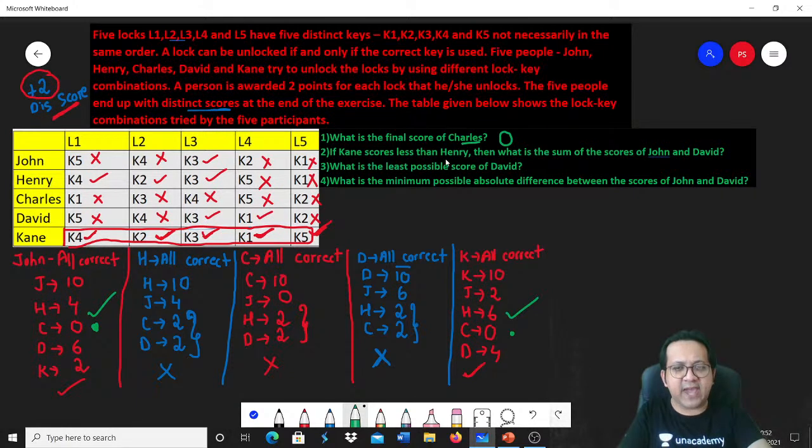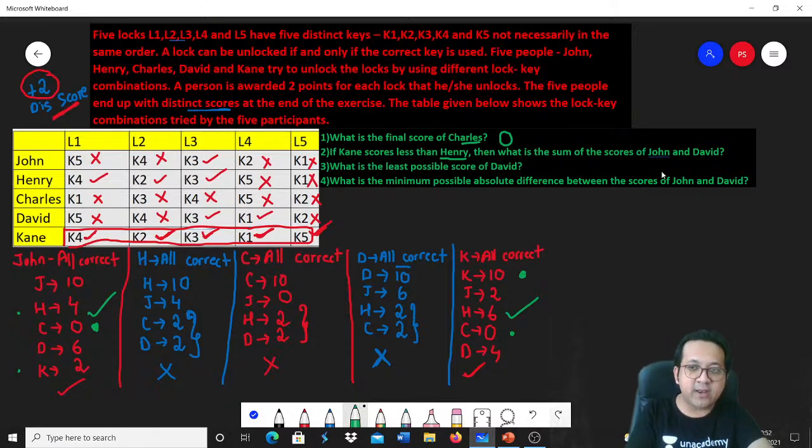Next, if Kane scores less than Henry, K is less than Henry. Let's talk about it. In the first scenario, Henry is 4, K is 2. Is K less than Henry? Definitely yes. So scenario 1 is valid. Last scenario, K is 10 and Henry is 6. But question clearly tells you K is less than Henry. So last scenario is invalid.